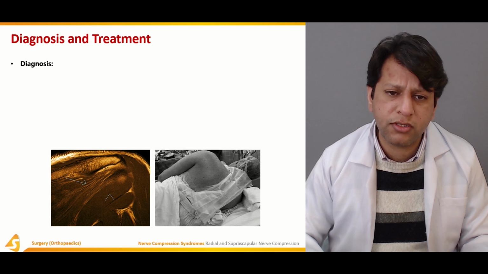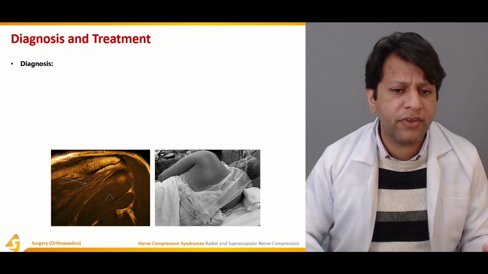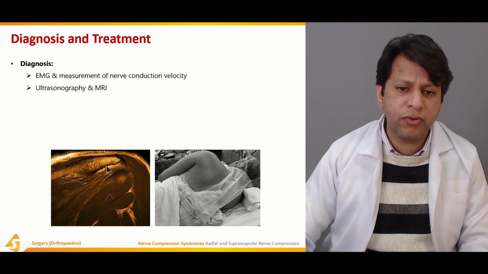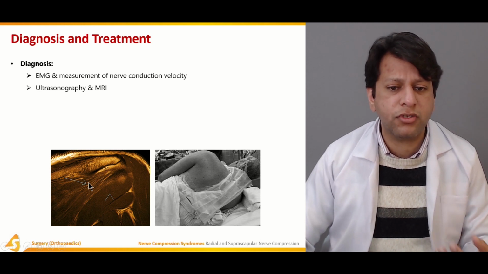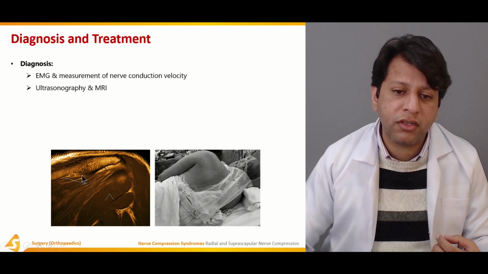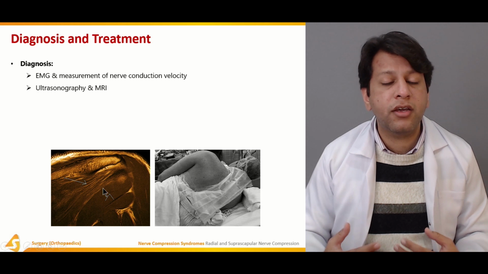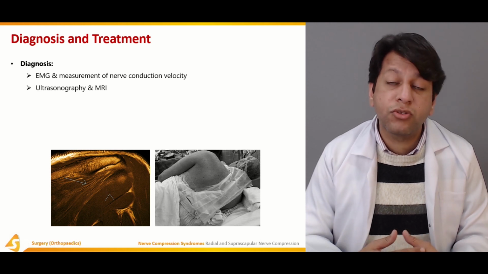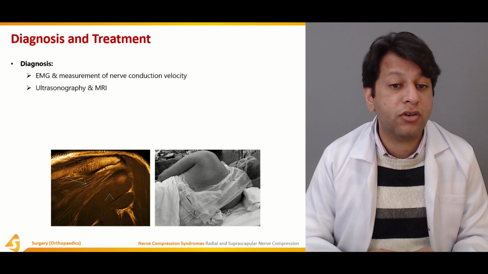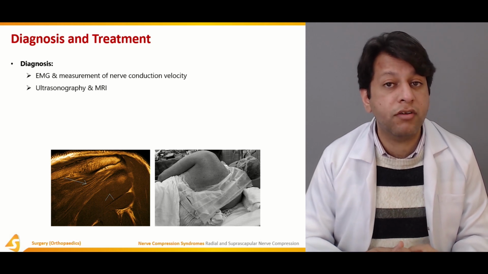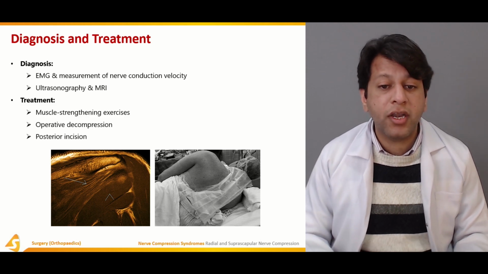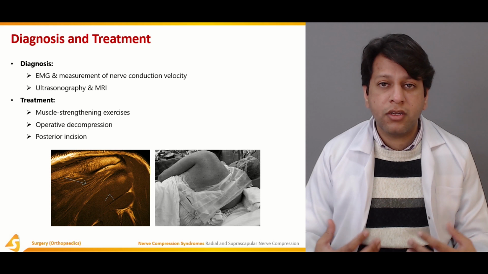How to diagnose it? Diagnosis could be with the use of an MRI. If you see it over here, this is a fluid collection in a cyst. If there is a cyst impinging on the nerve, that could be seen on the MRI, or on ultrasonography. To assess how much nerve damage has occurred, we can go for electromyographic studies and measurement of nerve conduction velocities.